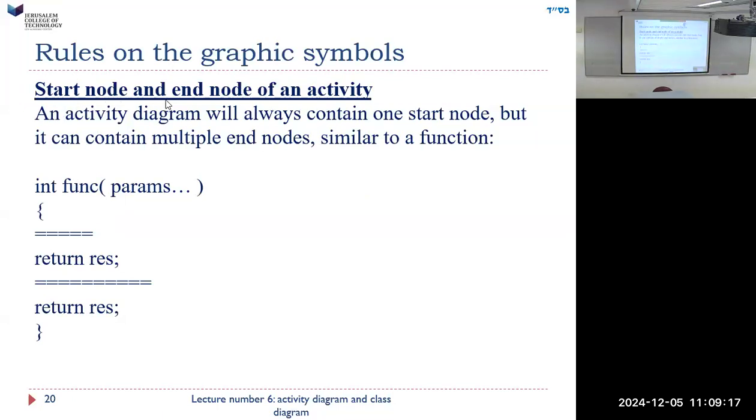Rules of the start node, end node. So look at this. What about a function like this? Is this legal in C++ or Java? You pay attention, Eliana? Oh, is this legal? Do some code, return. Do some code, return. No. Well, it could be legal.